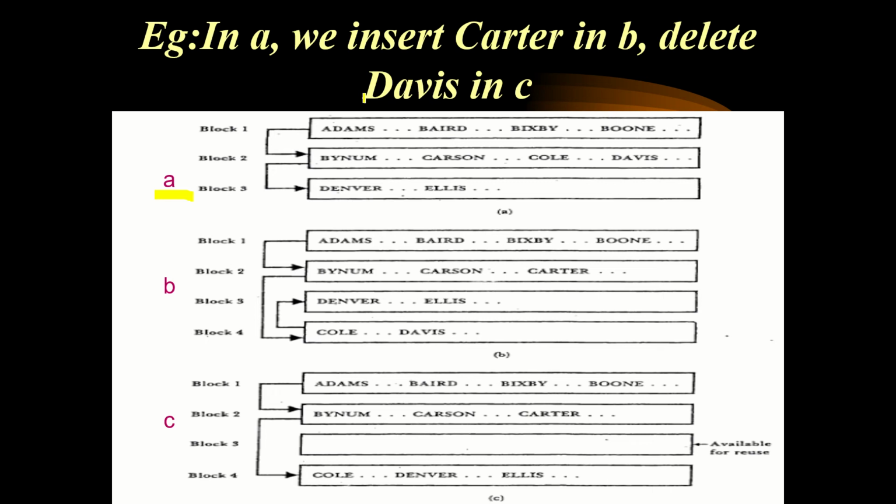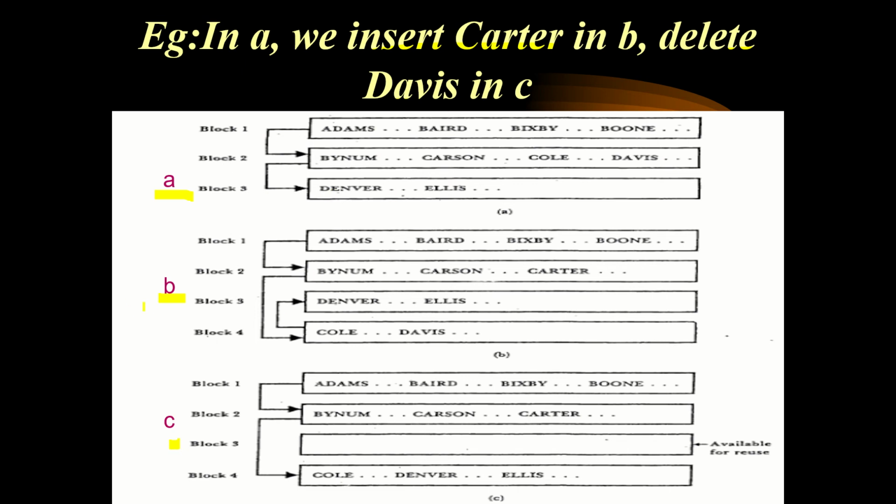Here we are going to insert Carter in B and delete Davis in C. Let us see the first example, the list. Block 1 has Adam, Bayar, Bixby, and Bune. These are the set of records my block 1 has, and block 2 has Bynum till Davis, and block 3 has Denver till Ellis.